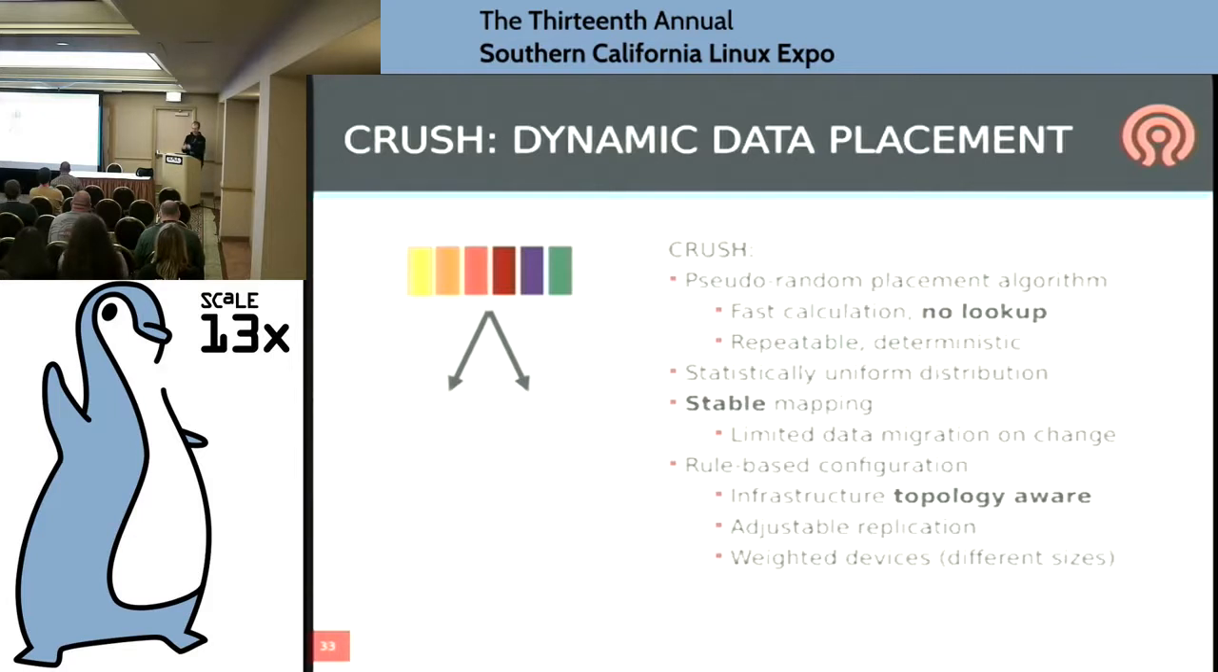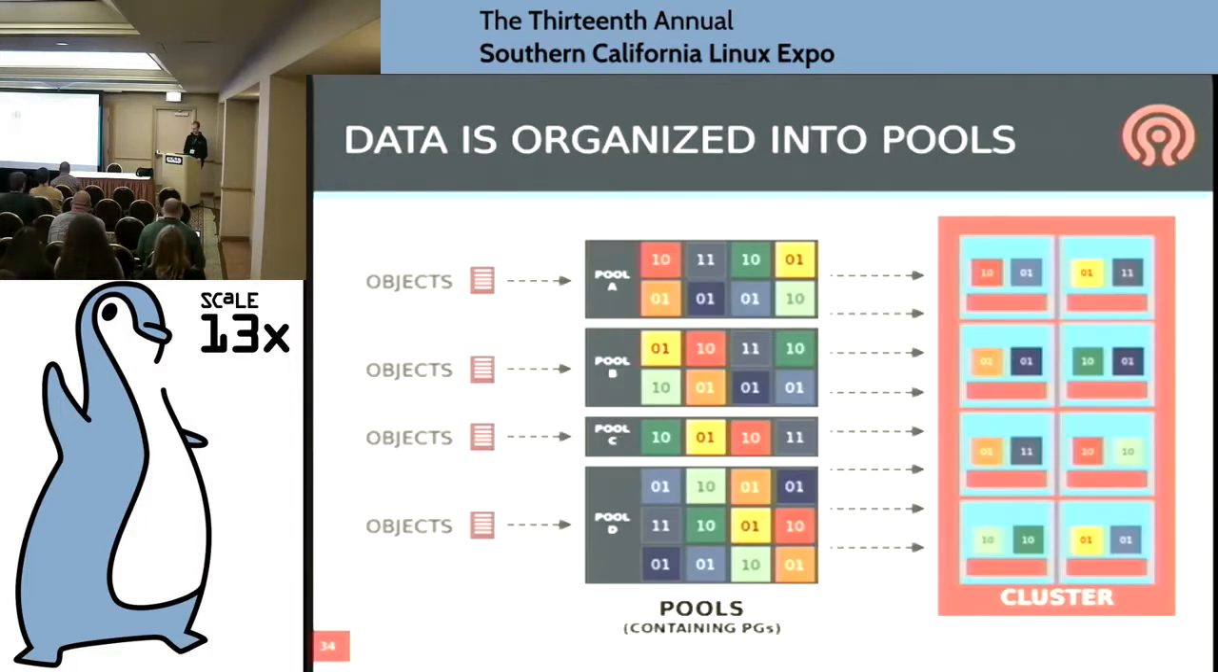So CRUSH is dynamic. It's a fast calculation. It's a stable mapping, so when you add new nodes to the cluster, only a small amount of data has to move around to maintain your invariants. And it's topology aware, so you can write policies like, I want 3 replicas in different racks. Maybe I want some erasure code where they're in different hosts. Maybe I want 2 replicas in this rack and a 3rd replica in a different data center. You can write these policies and it'll obey them in an efficient, generic way.